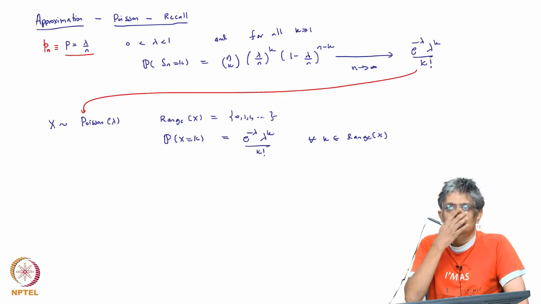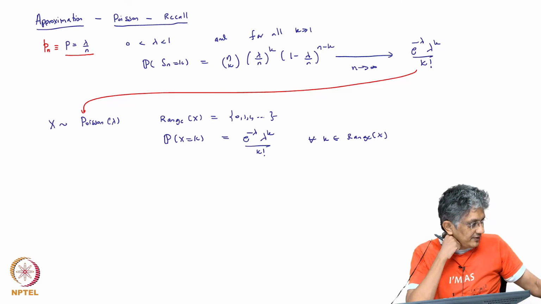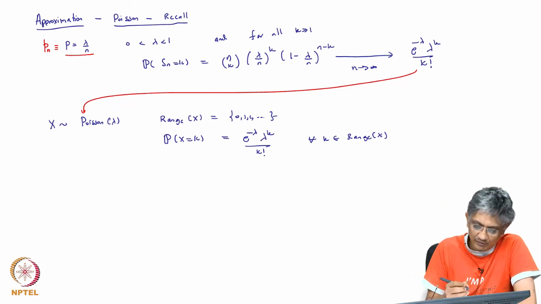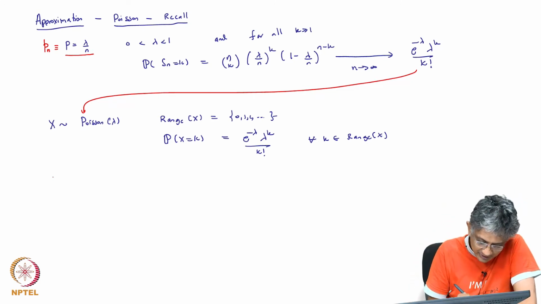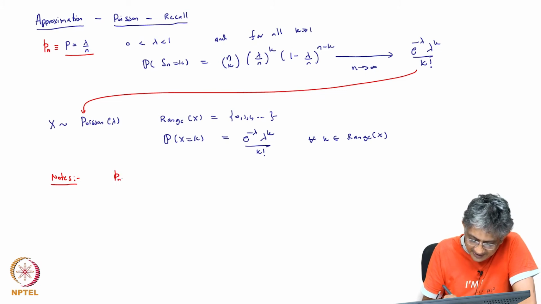Very good. So now what I want to do is a little different approximation. So here, if you notice, let's make some notes. So some notes. One is that p sub n sort of converges to 0 as n goes to infinity.